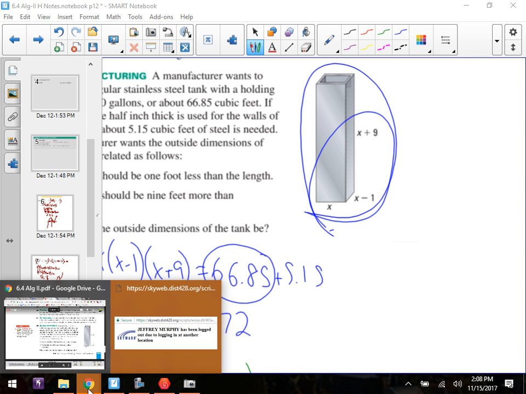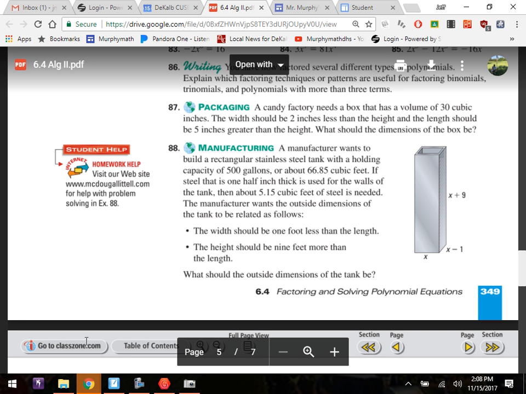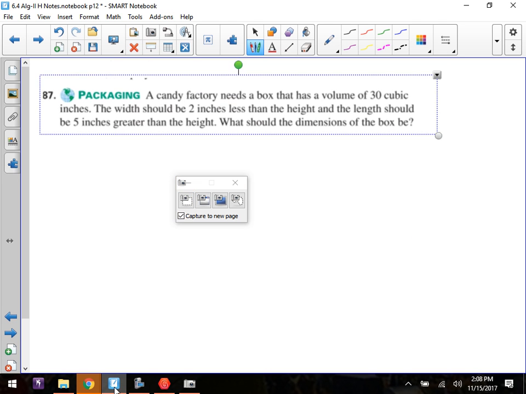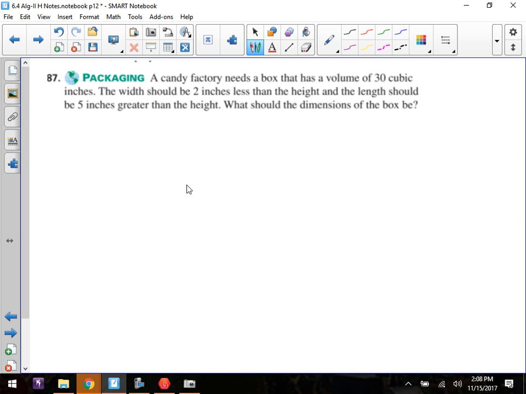On 87, they said it needs a box to have a volume of 30 cubic inches. The width is 2 inches less than the height, and the length should be 5 inches greater than the height. What are the dimensions? Okay, so remember, you're talking about the box. You have a length, width, and a height, and in this case, it has to equal 30. So what does the word "is" mean in math? Equals. Width is 2 inches less than the height.